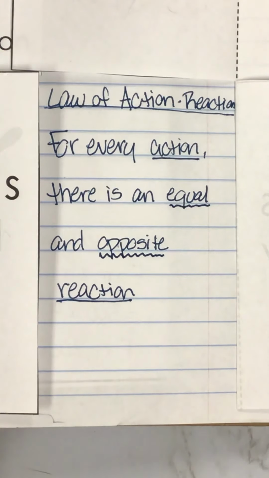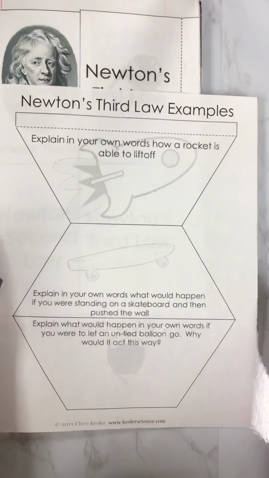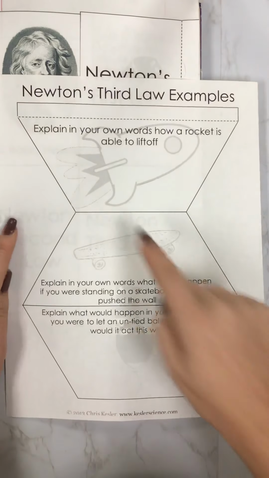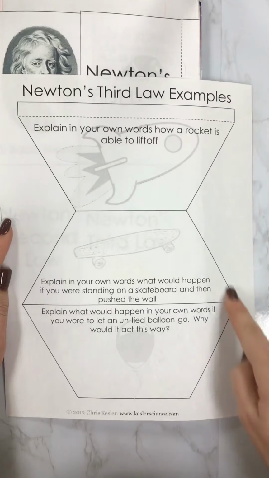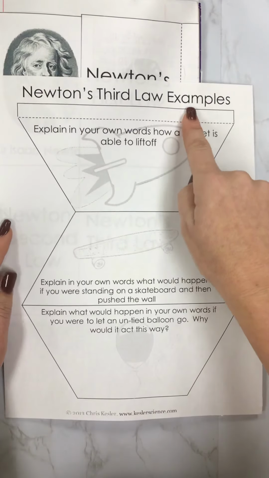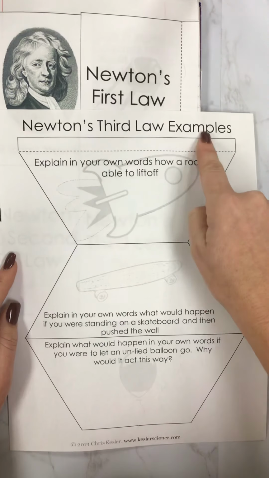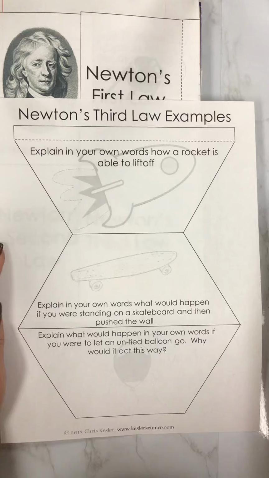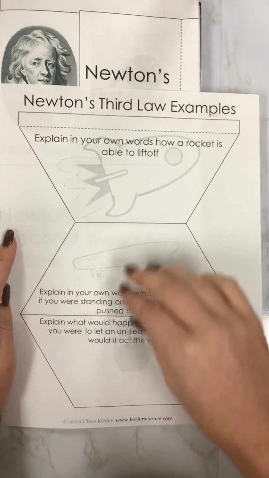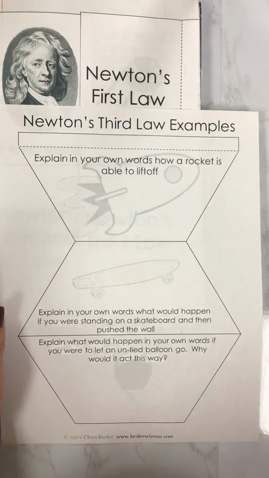So now we're going to want to look at some examples. So you were given another paper that says Newton's third law examples. So what we are going to do is we are going to cut this out along the solid line on the outside. And for this one, I'm also going to cut out Newton's third law examples, this title, and keep it. If you think it's not going to fit in your notebook, actually it is, because this right here is going to get folded up. So go ahead and keep the title also.